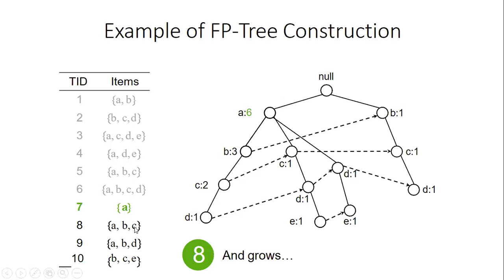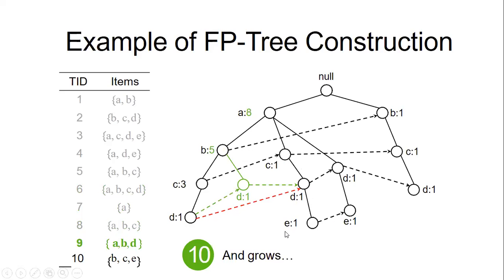Then next we have ABC. Can you tell now? You can just do it now. Already we have one path ABC, the same ABC. So we need not create a new branch. We can just follow this path A, B, C. What we have to do here is increment the counter, that's all. So A will be 7, B will be 4 and C will be 3. 7, 4, 3. Let me check. Yeah, 7, 4, 3. And then we come to transaction 8.